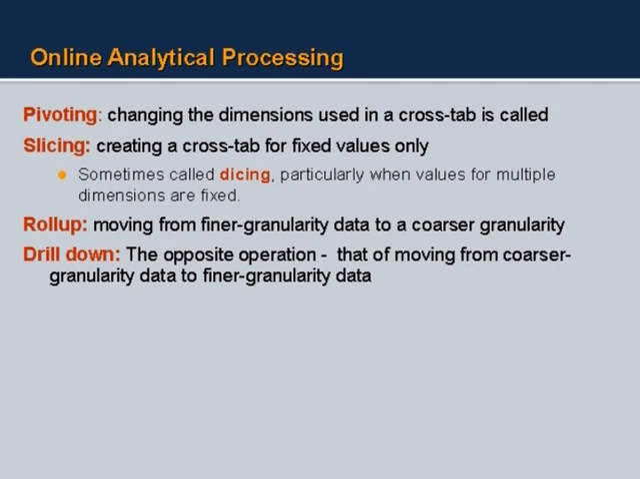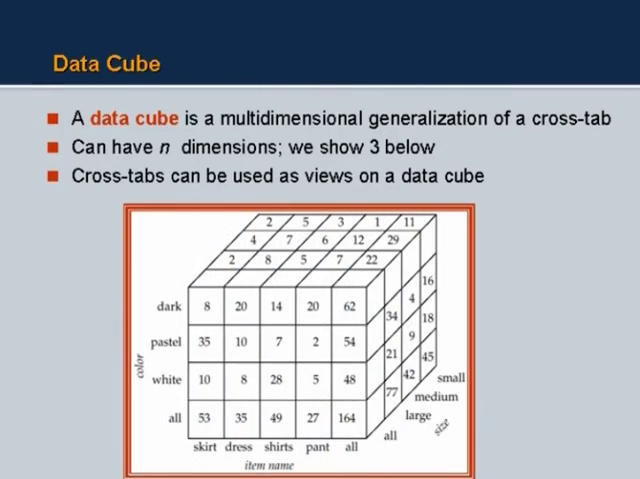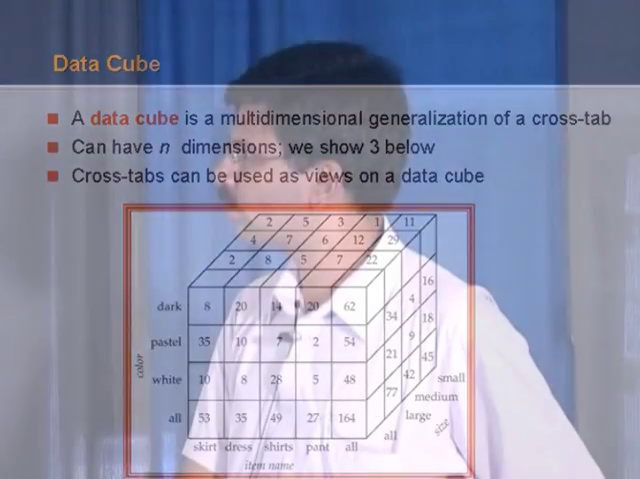So what you do is pivot, that is, you select the dimensions to be shown in a cross tab, in a pivot table. So that is one way of looking at the data in a cube. You can slice, which is create a cross tab for fixed values. So if you take this cube and take a slice of the cube, what have you done? If I cut horizontally at pastel color, so I'm looking only at pastels, and for that I'm looking at the other two dimensions. In general, you may have to cut on multiple dimensions to get down to two dimensions, so it's called dicing. So it's called slicing and dicing.